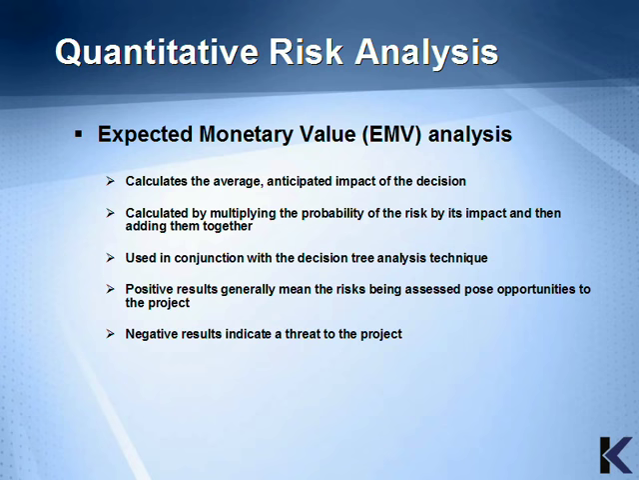Expected monetary value analysis calculates the average anticipated impact of the decision. It's calculated by multiplying the probability of the risk by its impact and then adding them together. It's used in conjunction with the decision tree analysis technique. Positive results generally mean the risks being assessed pose opportunities to the project, and negative results indicate a threat to the project.